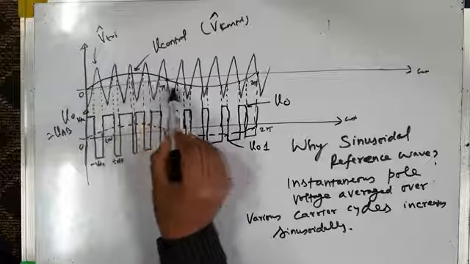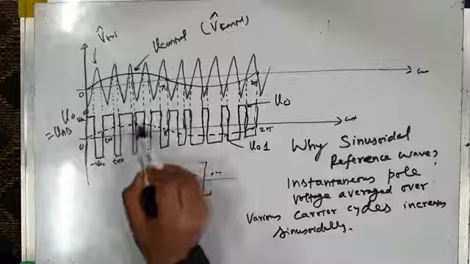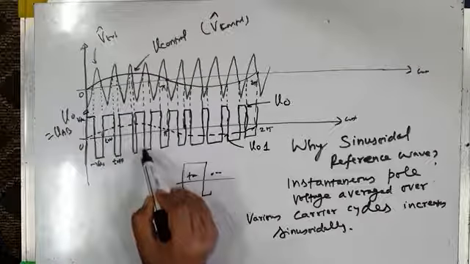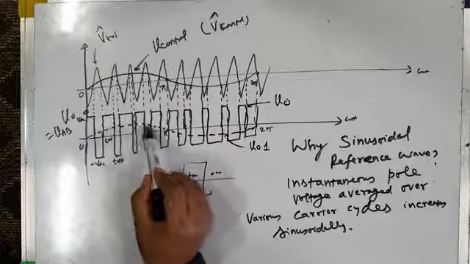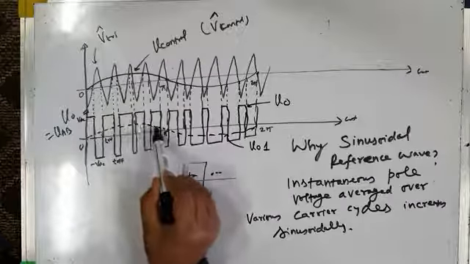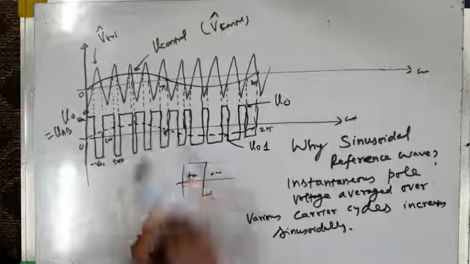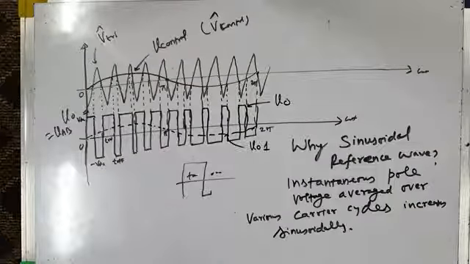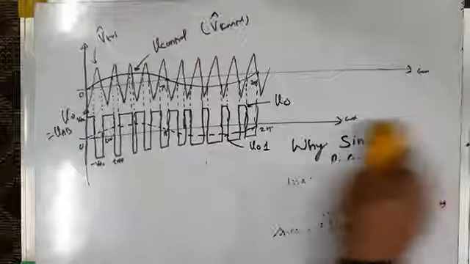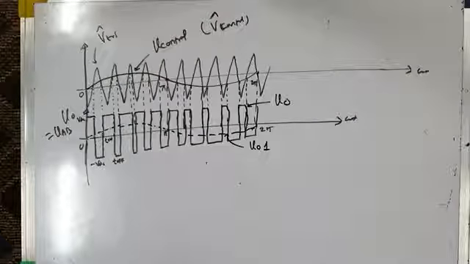And when you go towards the zero crossing, you can see the on time decreases and the off time increases. So the instantaneous average value over each carrier cycle decreases, it decreases sinusoidally, and it repeats in the negative half cycle. Okay, so you can understand it like this.